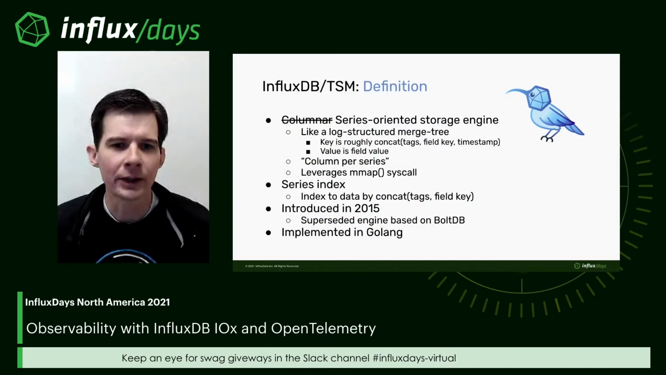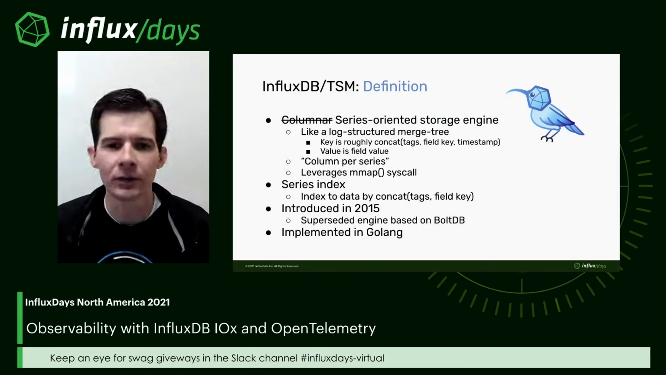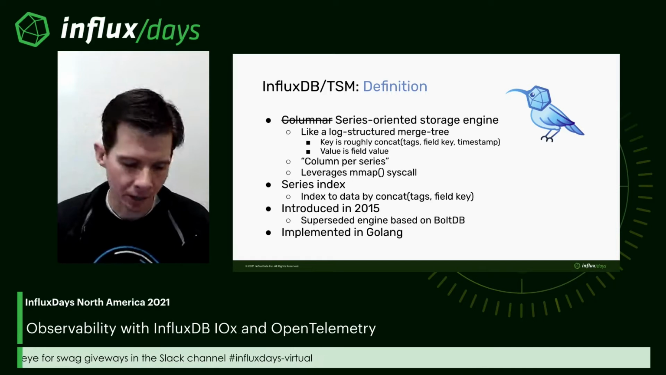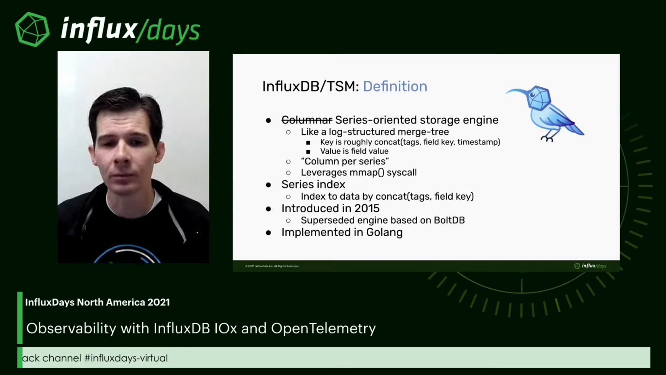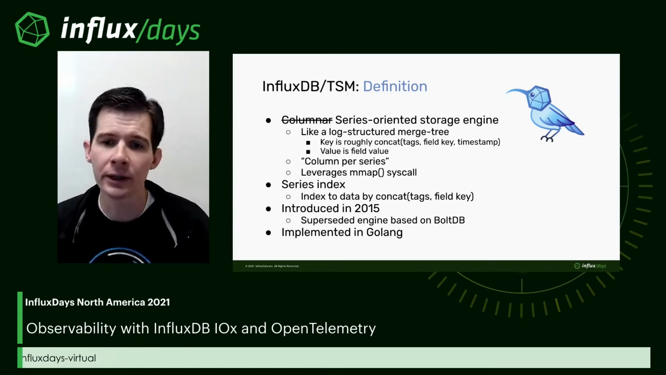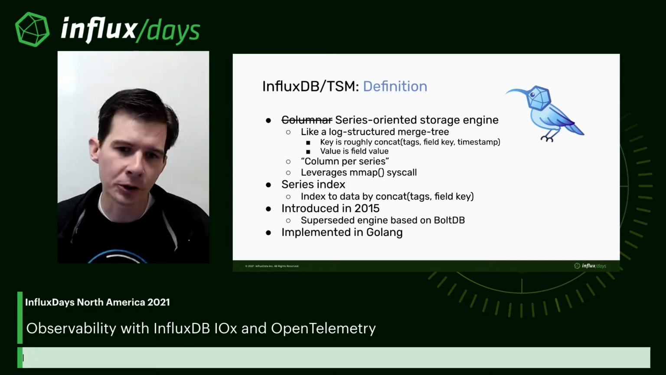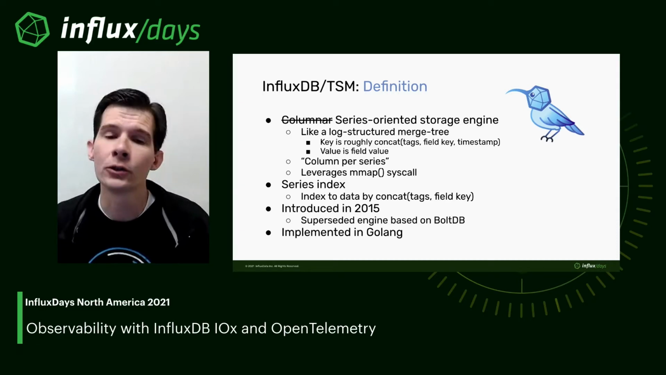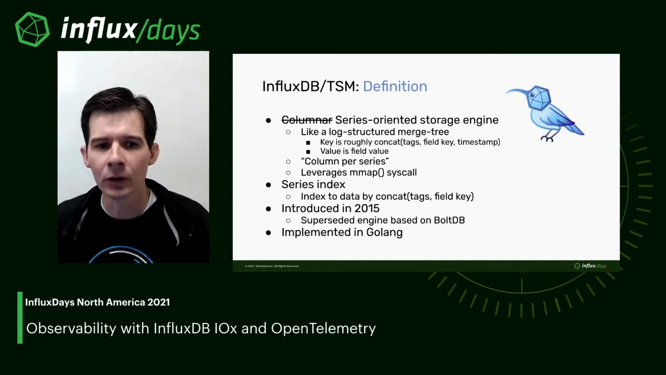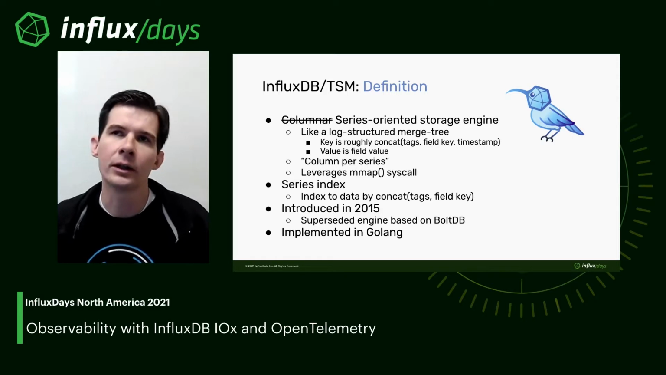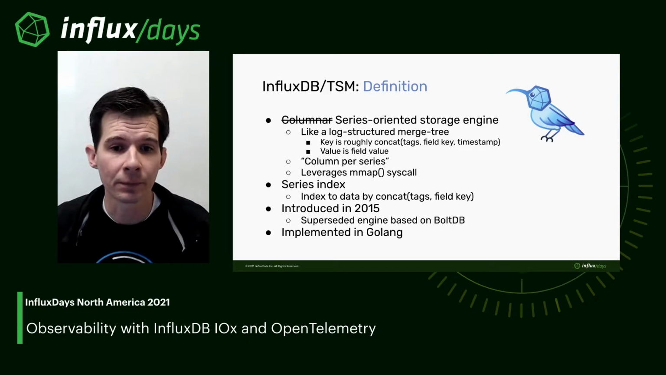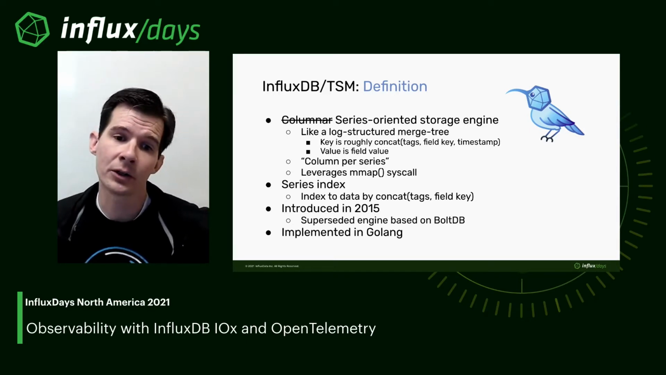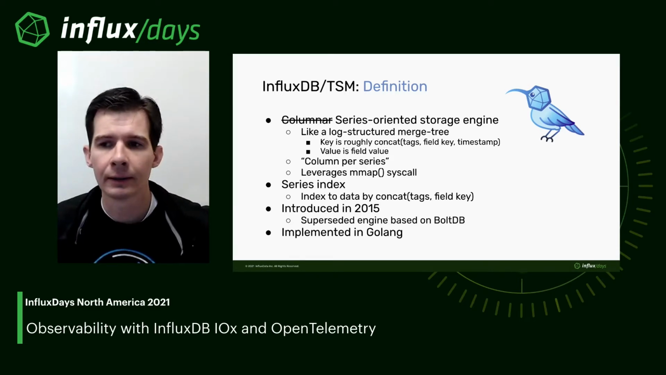So let's start by describing the current generation InfluxDB storage engine. It's called TSM, and it's a columnar storage engine built on top of what's called a log-structured merge tree. If you're not familiar with log-structured merge trees, they are a way to store key value data in memory and on disk in a way that is particularly good for write throughput. It happens that query performance is also very good for patterns typical of time series use cases.